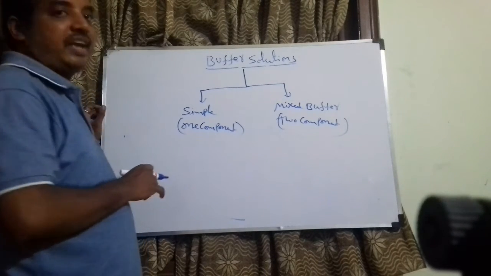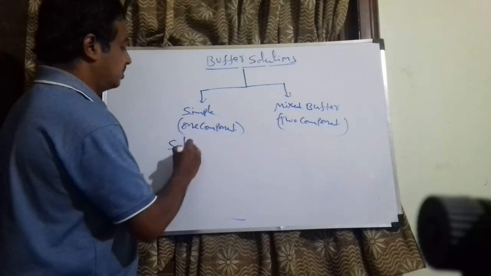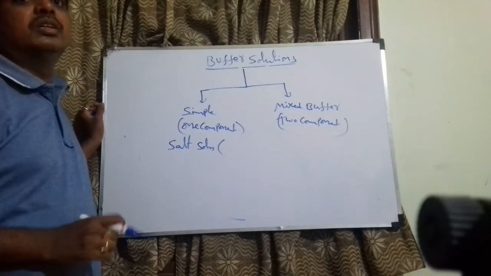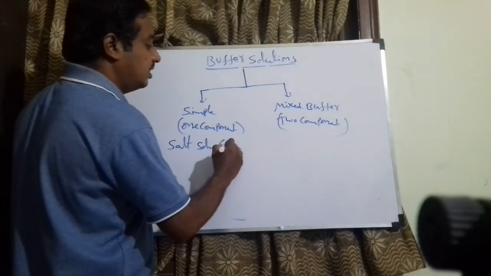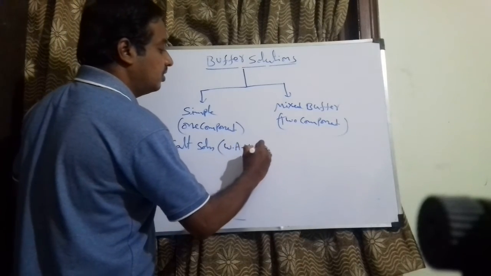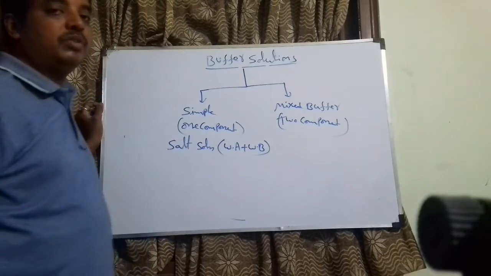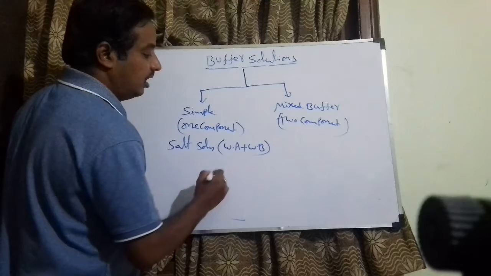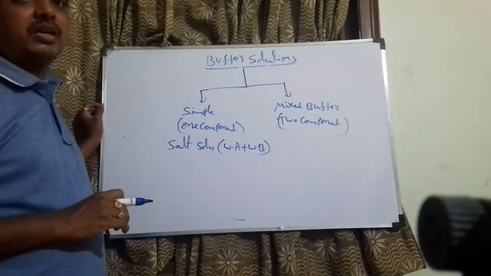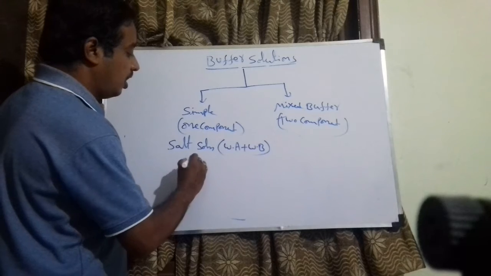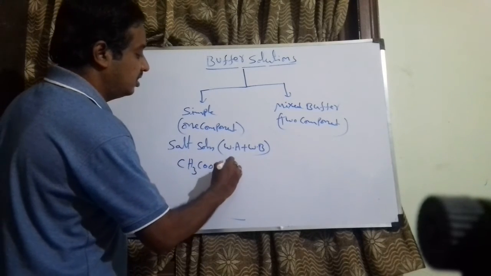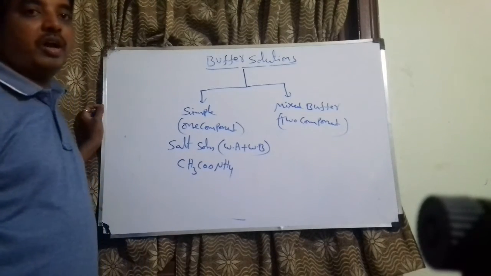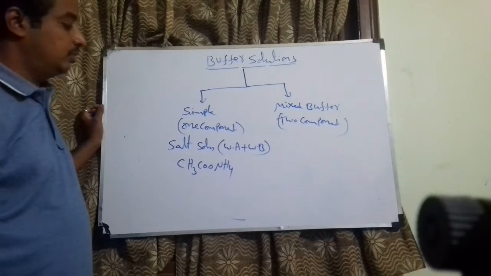So what is a simple buffer? For example, it is a salt solution. The salt obtained from a weak acid reacting with a weak base. For example, the weak acid acetic acid and the weak base ammonium hydroxide react with each other to produce the salt ammonium acetate, CH3COONH4.